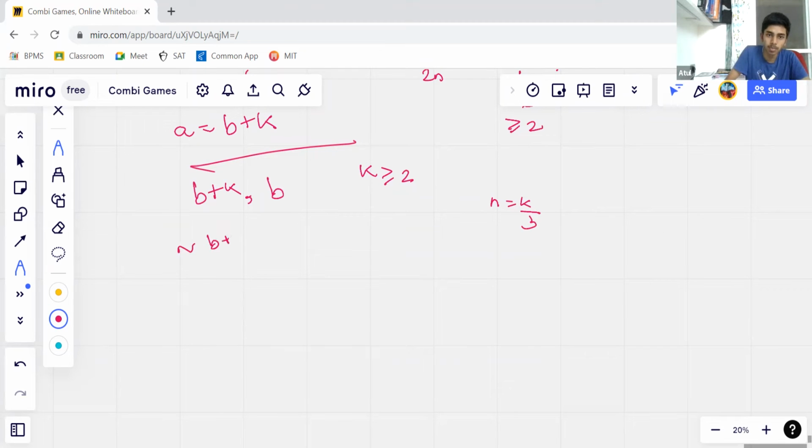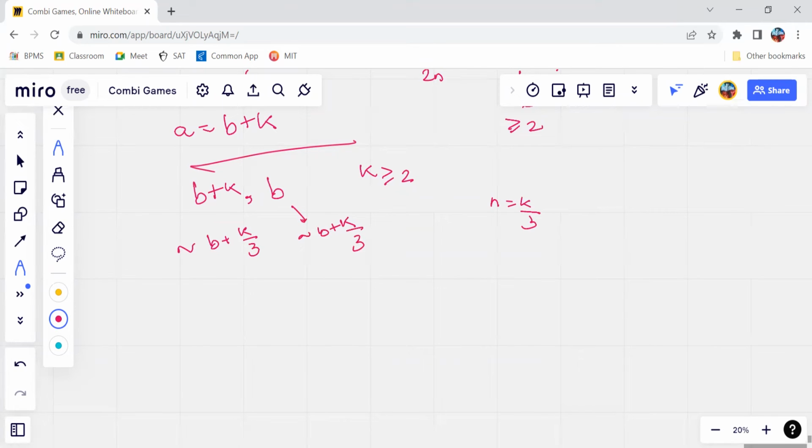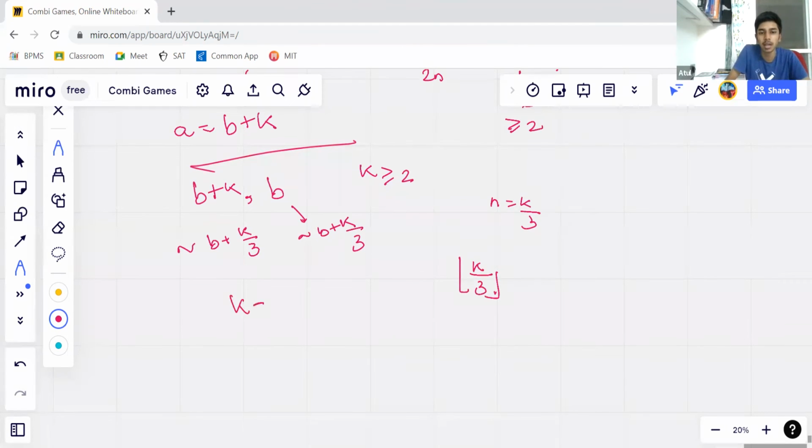You want n equal to k by 3, so that k by 3 might not be an integer, but then this becomes around b plus k by 3, because you subtracted 2k by 3. And this also becomes around b plus k by 3. So this is our hope, that we just hope that some floor of k by 3 or something will work.